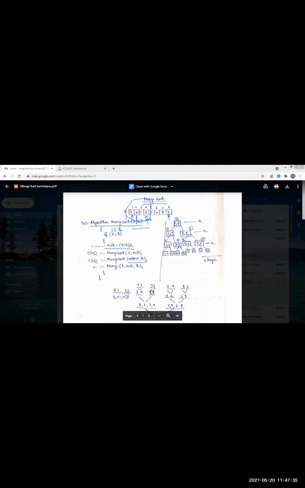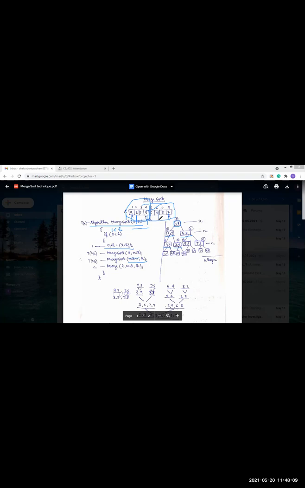And in this part, is 5 less than or equal to 8? Yes, 5 is less than or equal to 8. That means we will again divide the list, so we have to find the mid in this case. Mid equal to 5 plus 8 by 2, which means 13 by 2. That means our mid will become 6 now.